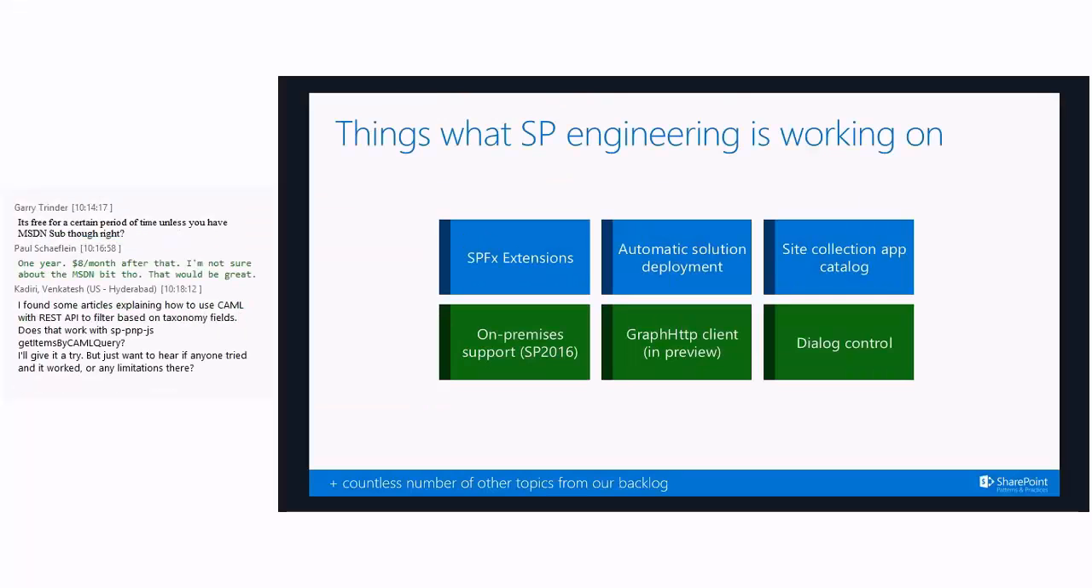We're also looking into having a site collection app catalog, which essentially means that if a tenant admin approves, you're able to have a site collection app catalog for certain site collections, so that the site collection owners in those site collections can deploy add-ins or SharePoint Framework solutions without going to the tenant level app catalog. So that will provide some flexibility on things.